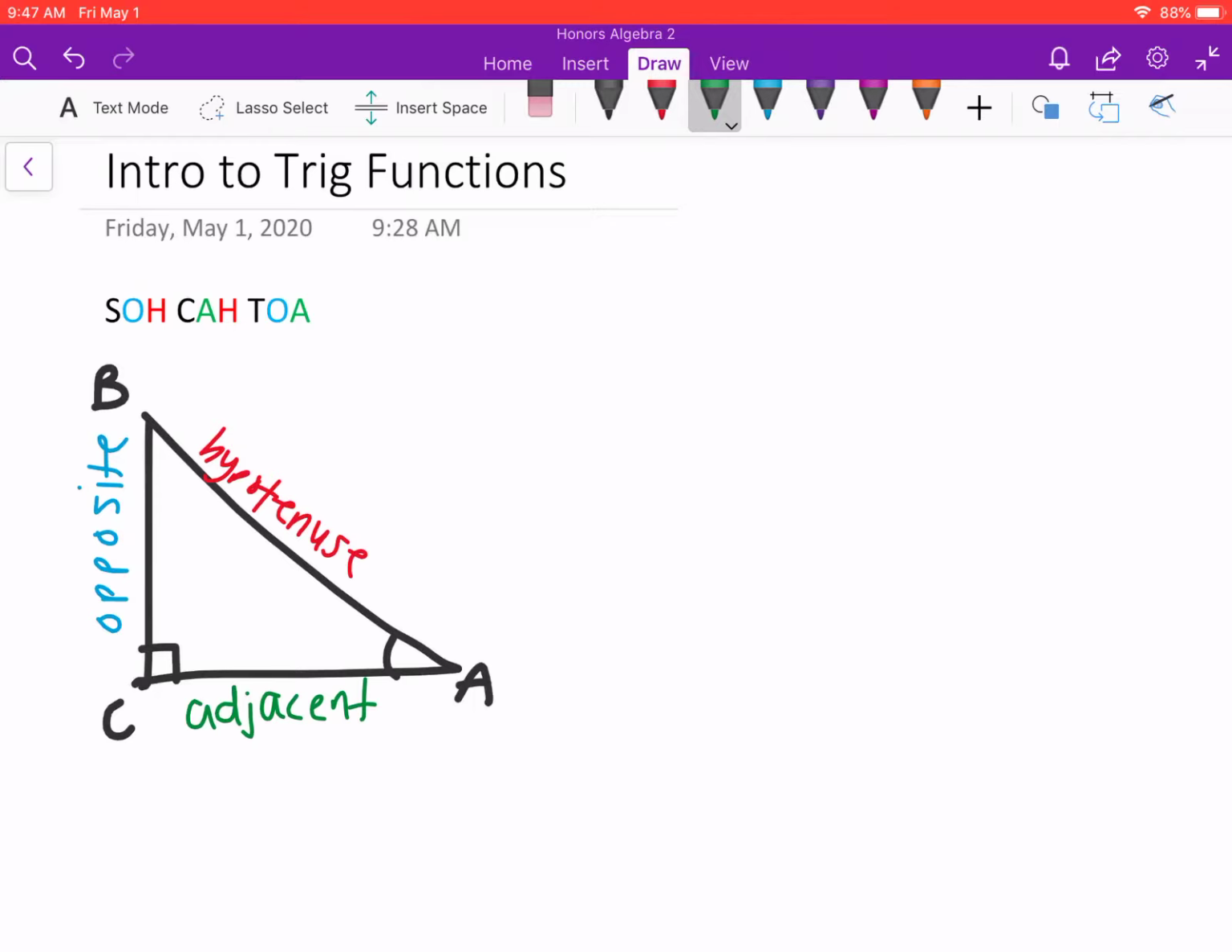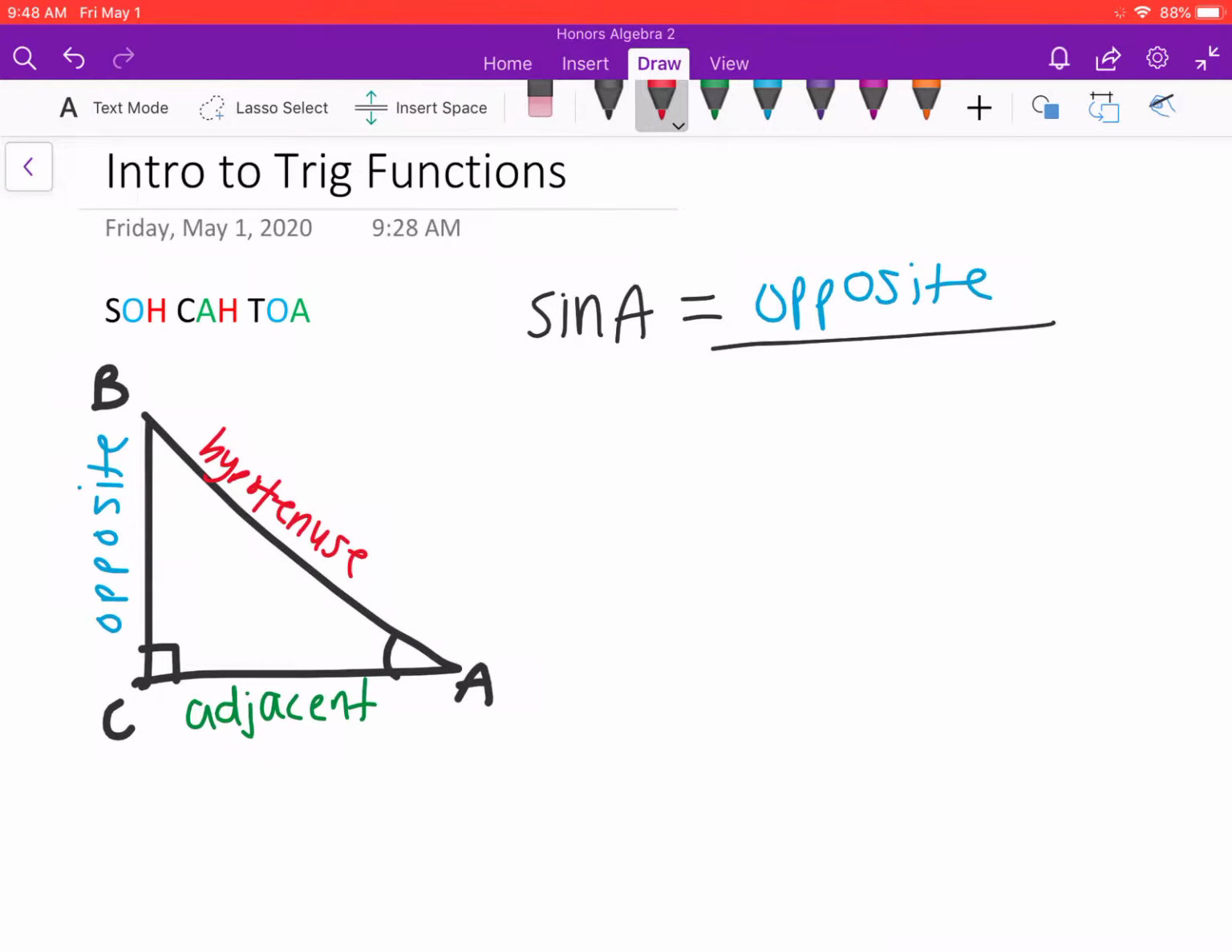And we actually use these terms to define our trig functions. So if you look at that acronym at the top, SOHCAHTOA, that's how we remember our trig functions. So that SOH, that means that the sine function, sine of angle A, is equal to the measurement of the opposite side divided by the measurement of the hypotenuse. So you take the length of the opposite side divided by the length of the hypotenuse, and that equals the sine of angle A.